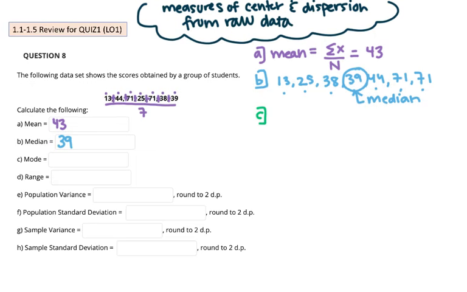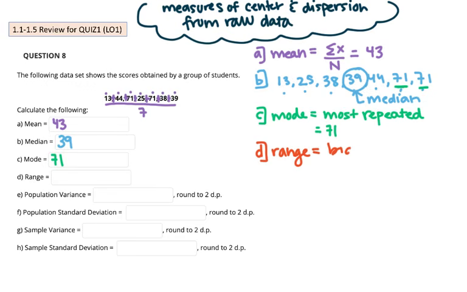Mode is the most repeated. Okay, so if nothing was repeated, you would say no mode. If there is a tie, you can give more than 1 mode. But in this case, the only thing repeated is 71. So that's the mode. Okay? Part D, the range. The range is the big data point minus the small data point, biggest minus the smallest. So in this case, that is 71 minus 13. So the range is 58.